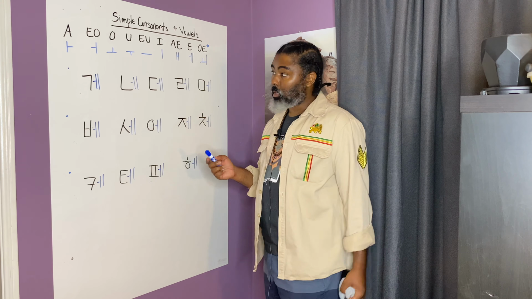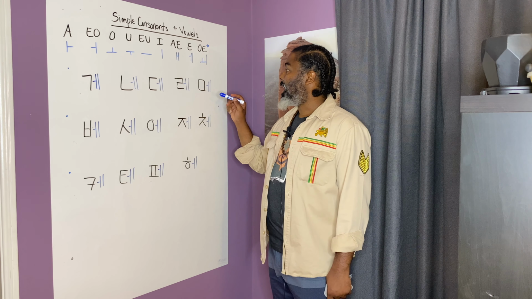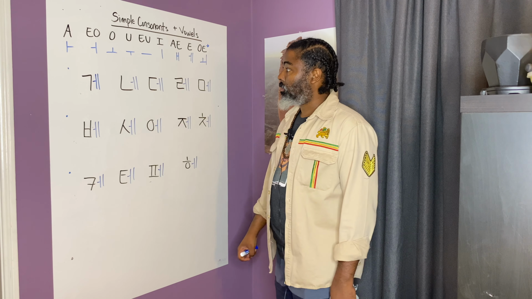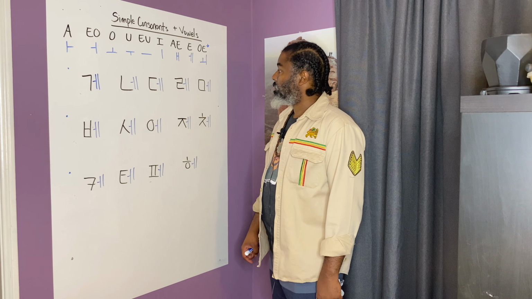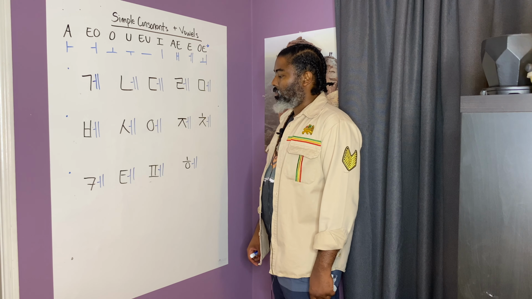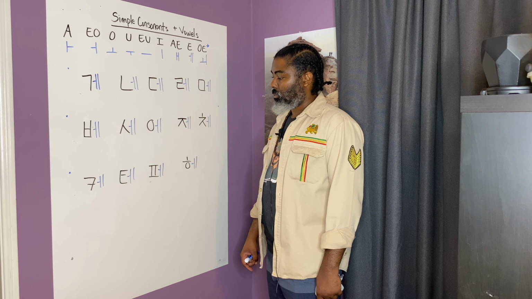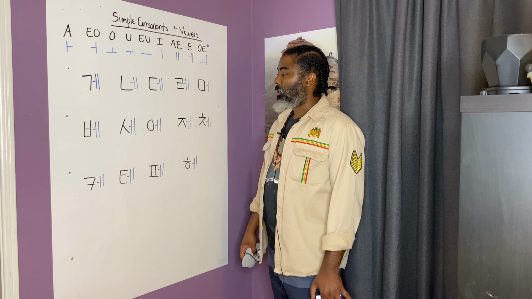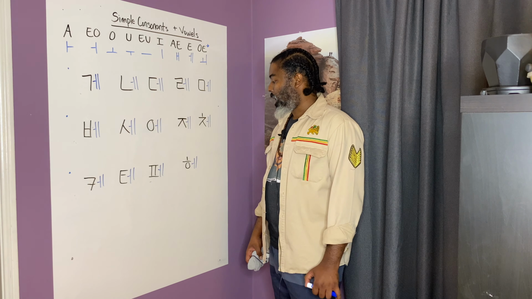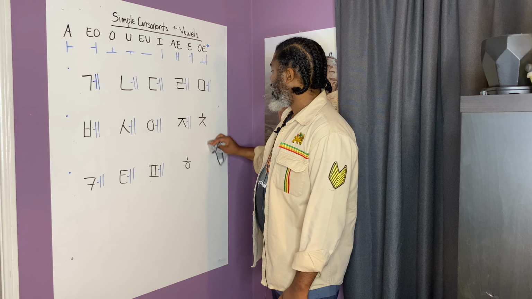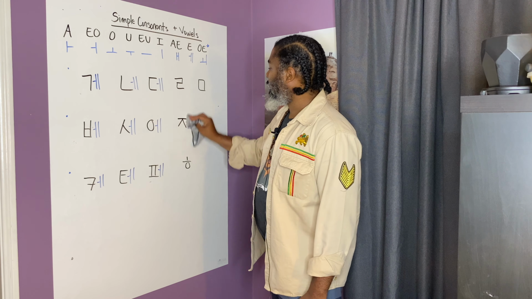Okay, so to read these, this would be ge, ne, de, re, me, be, se, e, je, che, ke, te, pe, he. Randy? Ge, ne, de, re, me, be, se, e, je, che, ke, te, pe, he. That's it. All right, so those are the combinations and the way that they're pronounced.